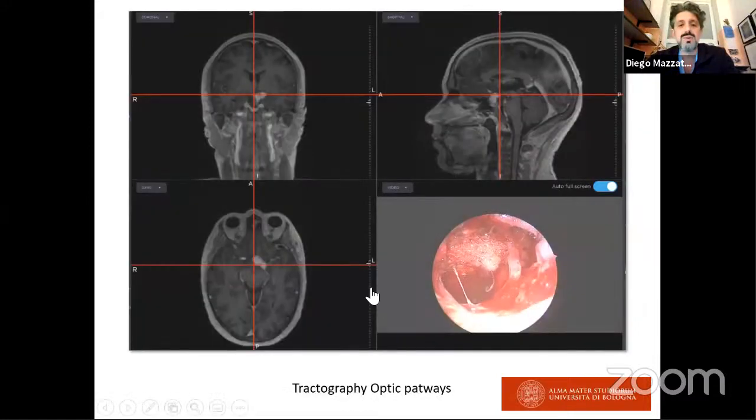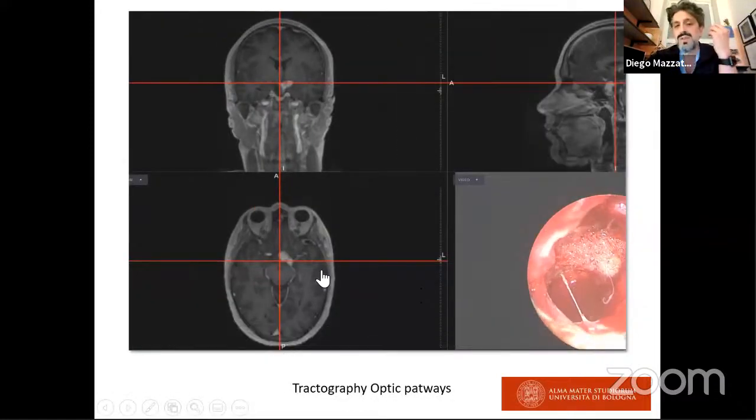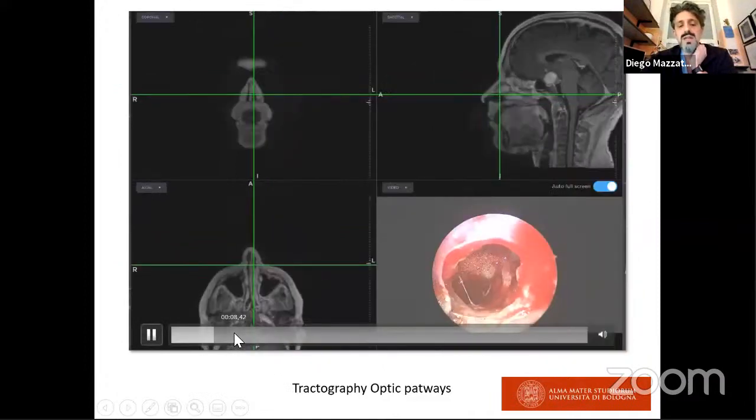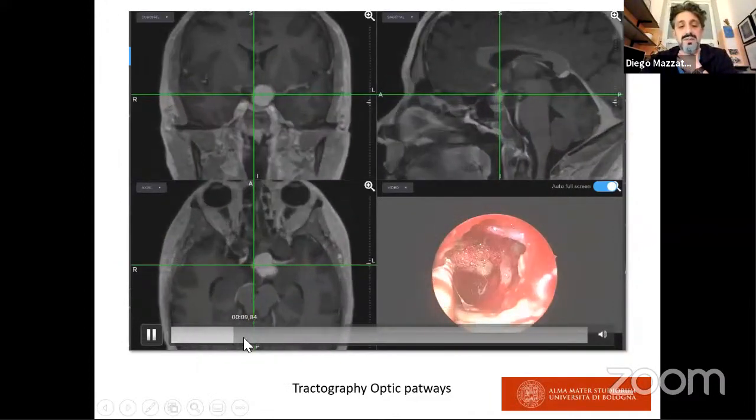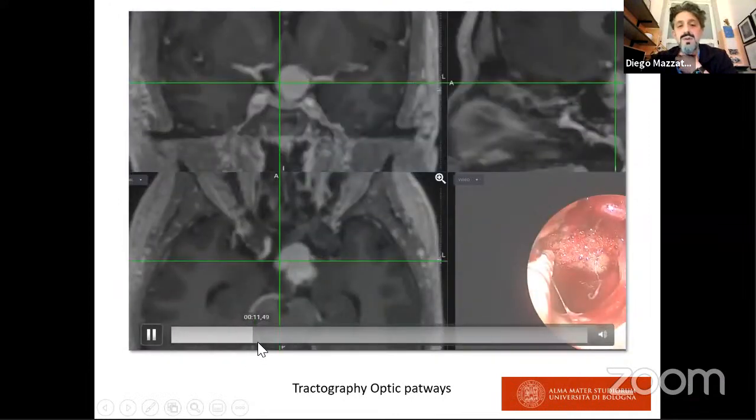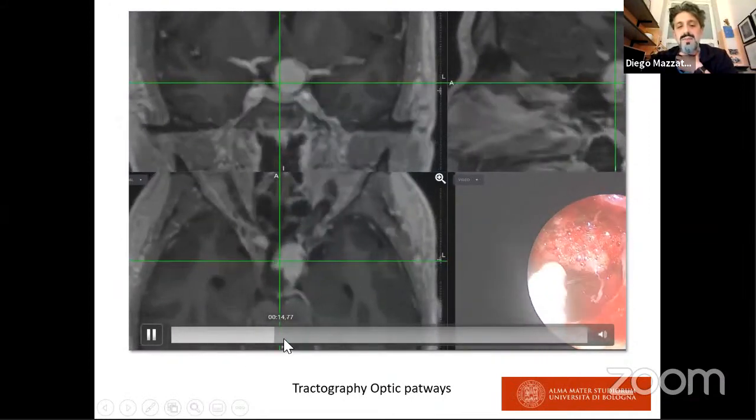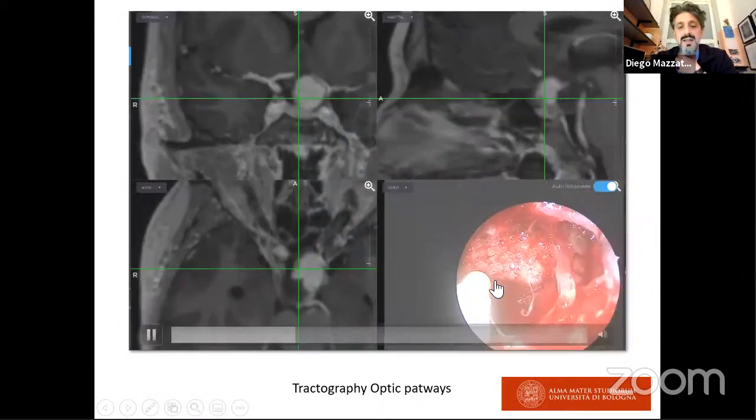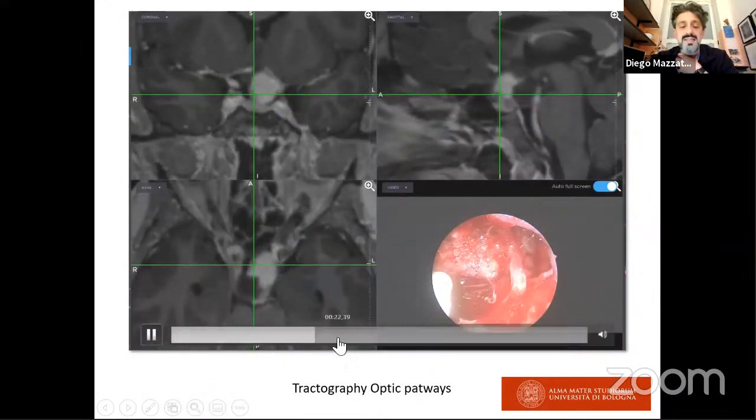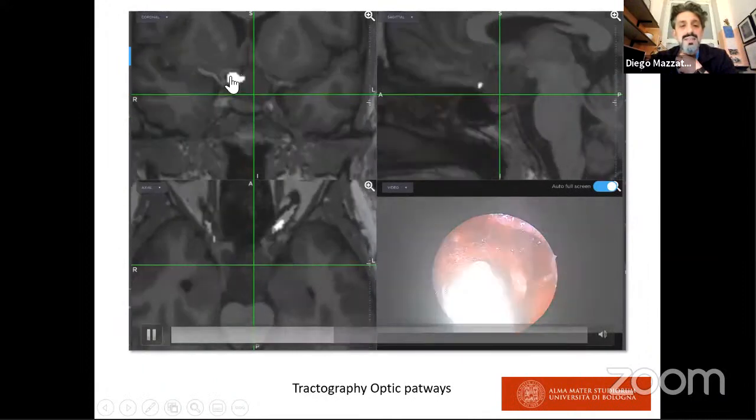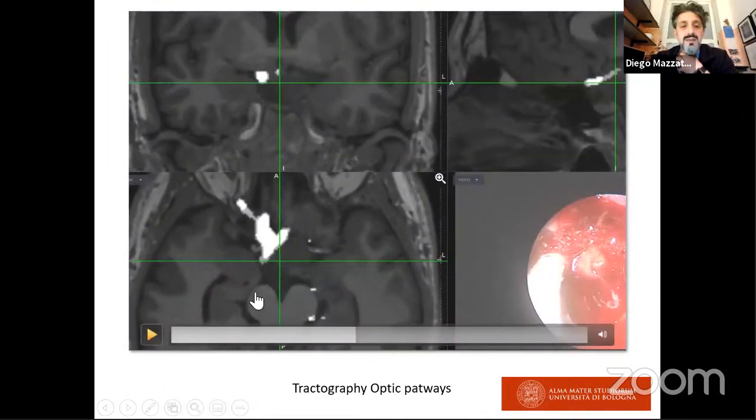So we decided to use the endoscope. During the tumor removal, we used a new technique of tractography of the optic pathways. This is very useful because if you use that information intraoperatively, as you can see, this is the navigated suction tube, and you can see where the optic pathway is, previously studied with tractography by MRI. As you can see, this is the tumor, this is the optic pathway, and you can see the chiasm completely displaced to the right side of the surgical field.